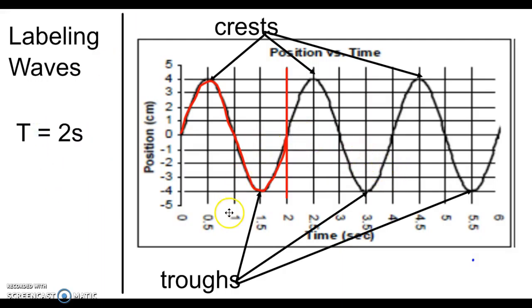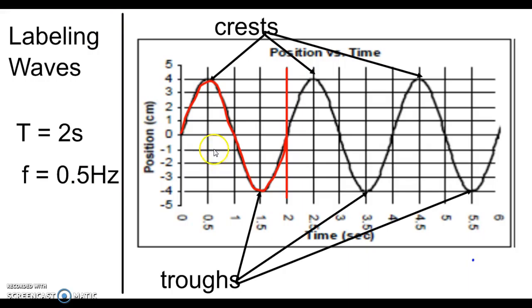For number 5, we need to consider how many waves have gone by when we get to the 1 second mark. Well, you can see it's not even a complete wave. This is actually half of a wave that we have. So our frequency is going to be 0.5 hertz. And we'll look at another way to find the frequency in the next video, so you can check that out.